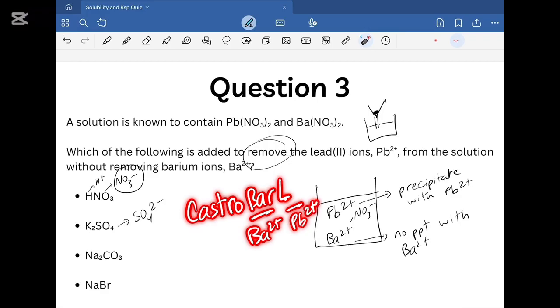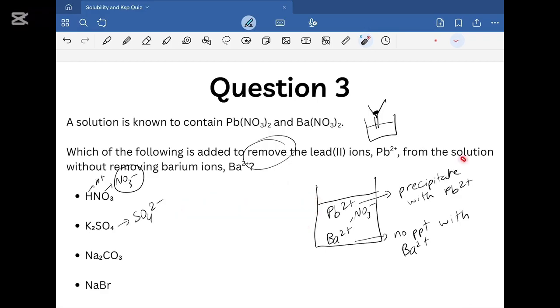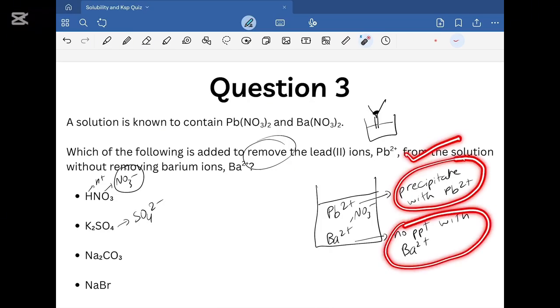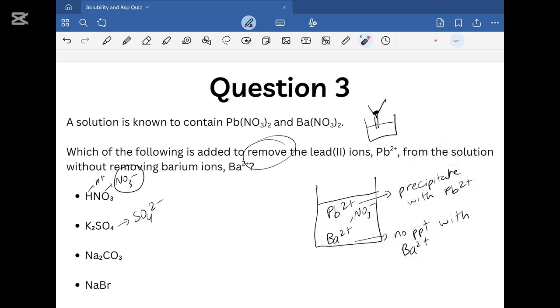So since it is insoluble with Pb2+, it will form a precipitate with Pb2+, and it will also form a precipitate with Ba2+. So both are insoluble, so I cannot separate them in this case, because I need only one of the ions, which is the Pb2+, to be insoluble.